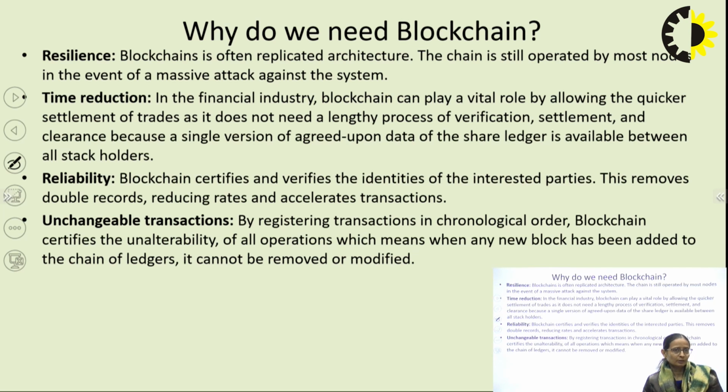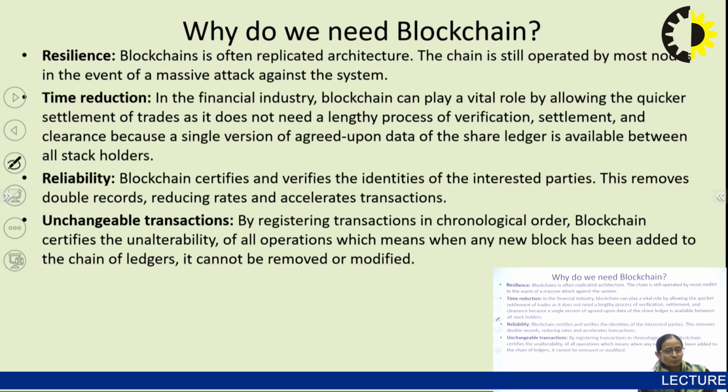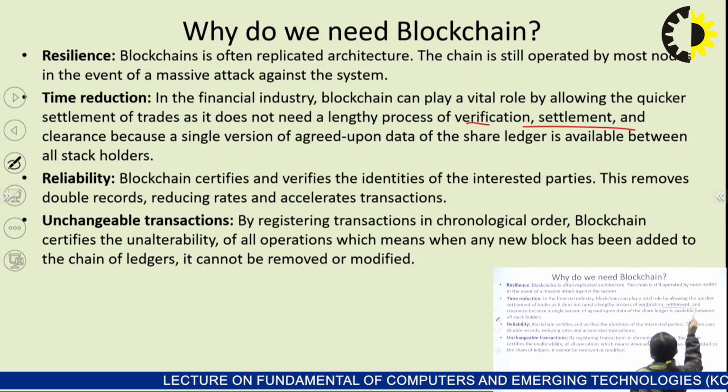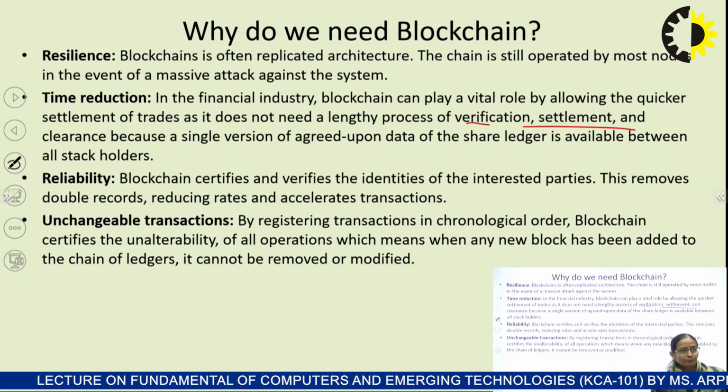Why do we need a blockchain? You could say these are certain advantages of the blockchain. Resilience. First one is resilience. Blockchain is often a replicated architecture. This chain is still operated by most nodes in the event of a massive attack against the system. Time reduction. In the financial industry, blockchain plays a vital role by allowing quicker settlement of trade, as it does not involve the central authority. So, there is no lengthy process of verification, settlement and clearance.